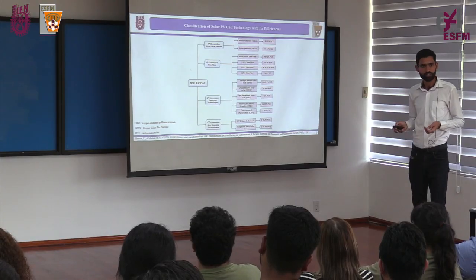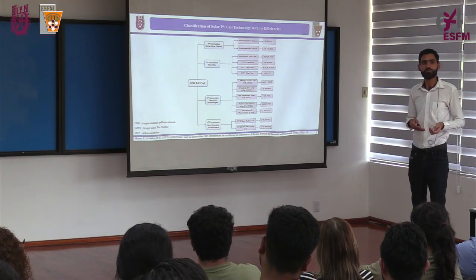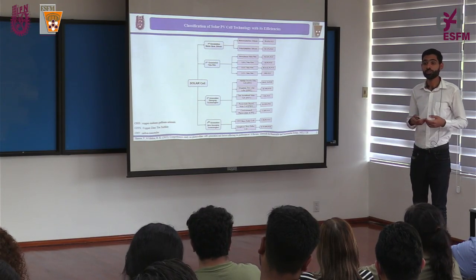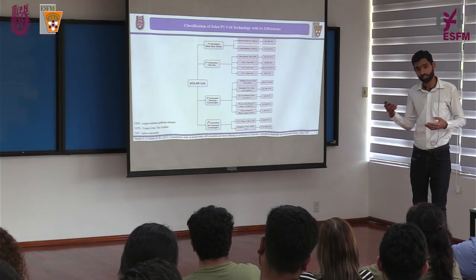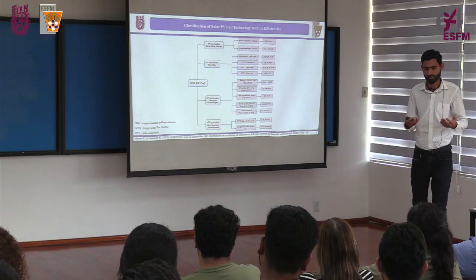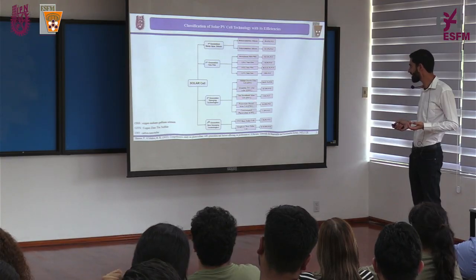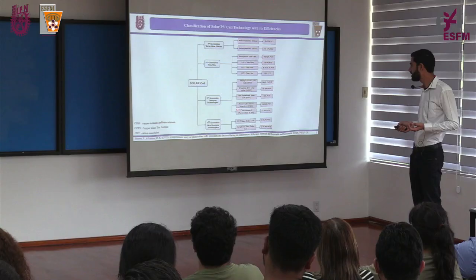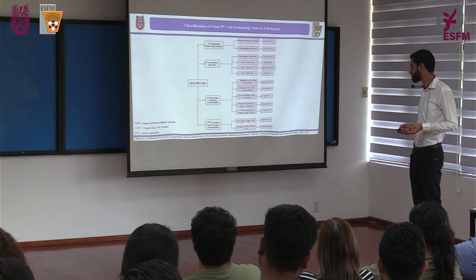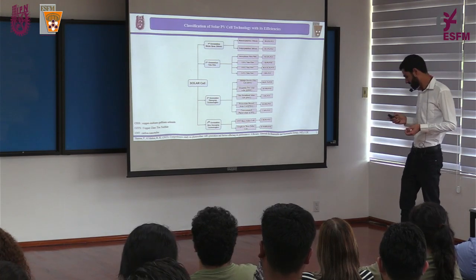We will later see the difference between them, and why we want to introduce new types of solar cells when we already have a solar cell. For the third generation, we have multi-junction solar cells, quantum dot solar cells, dye-sensitized solar cells, perovskite, and concentrated photovoltaic solar cells. For the fourth generation, we have carbon nanotube and graphene-based solar cells.